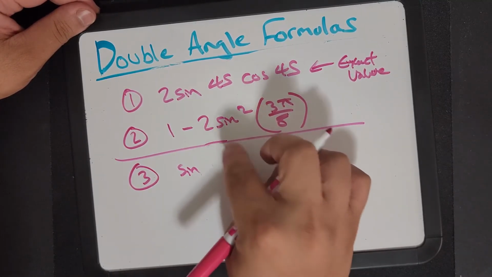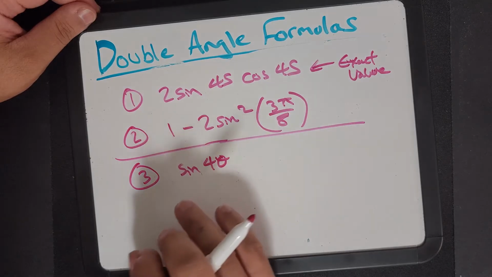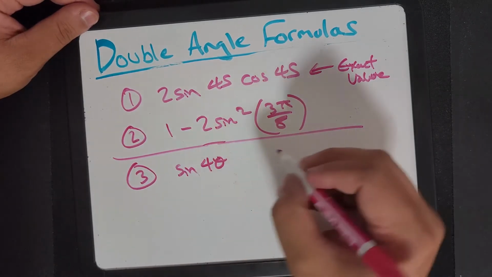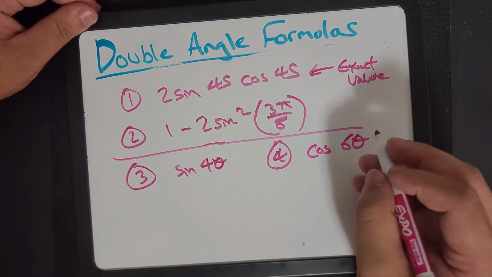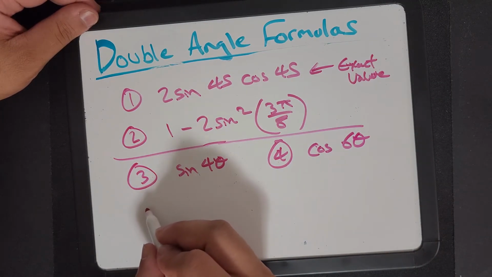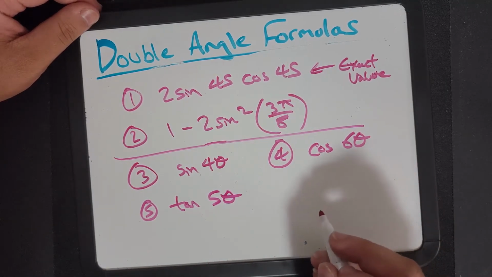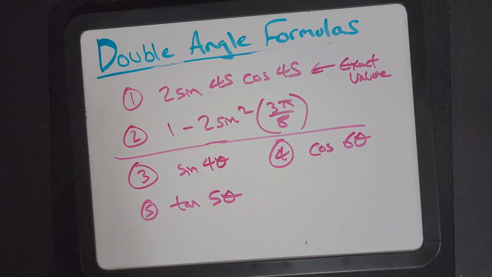Let me just take that out. So try using a double angle formula to rewrite the ratio. Same with maybe cos 6 theta, or even tan of 5 theta. Let's just see what happens. Just go crazy. And I'll end this one here.